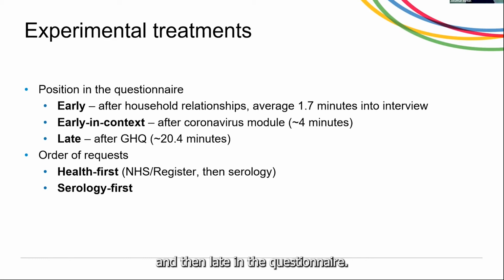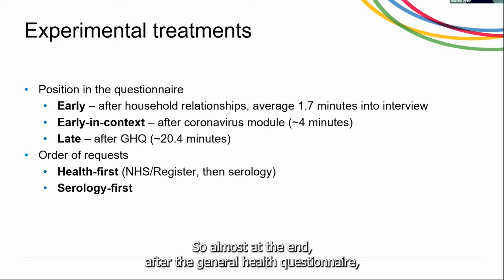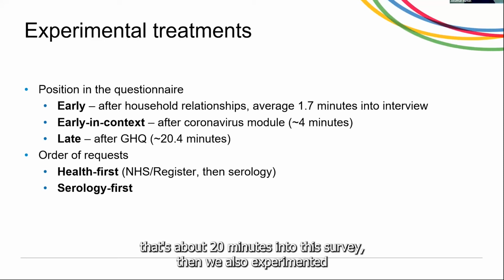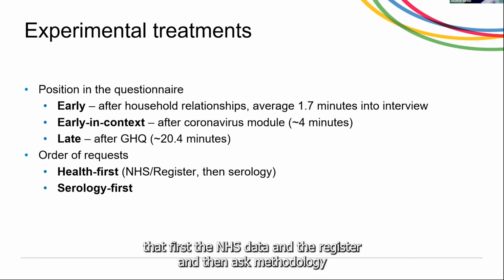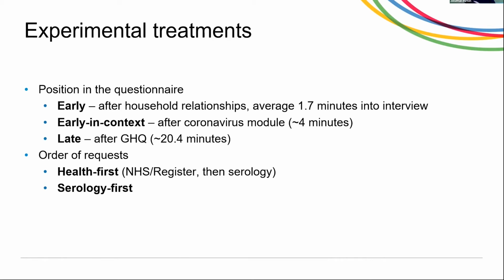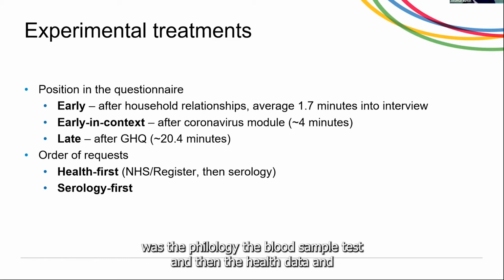And then late in the questionnaire, so almost at the end, after the general health questionnaire, about 20 minutes into this survey. And then we also experimented with the order of requests, whether we were going to ask about the health set first, the NHS data and the register, and then ask about serology, or ask for the serology, the blood sample, first, and then the health data linkages.